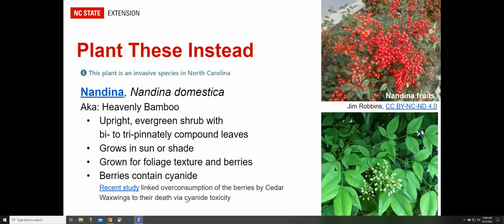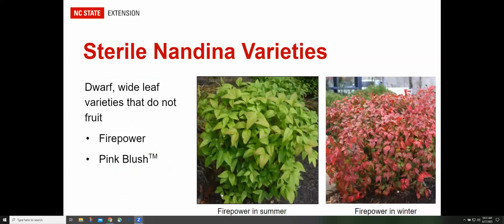There's a link here to a study in Georgia that looked at this. So when you get a large concentration of Nandina without other healthier food choices for birds, particularly the cedar waxwings, it can cause them to die due to cyanide toxicity. And they are also poisonous to people, so don't eat the berries.